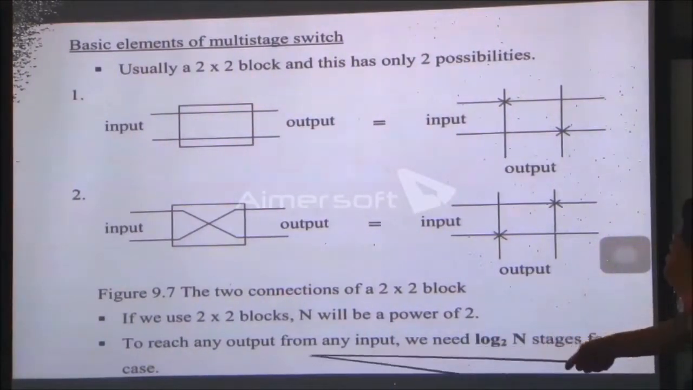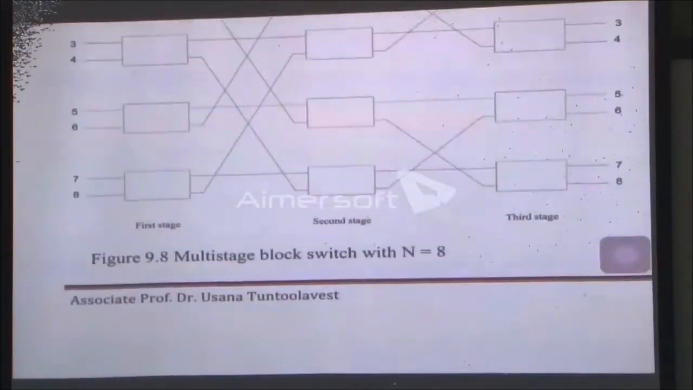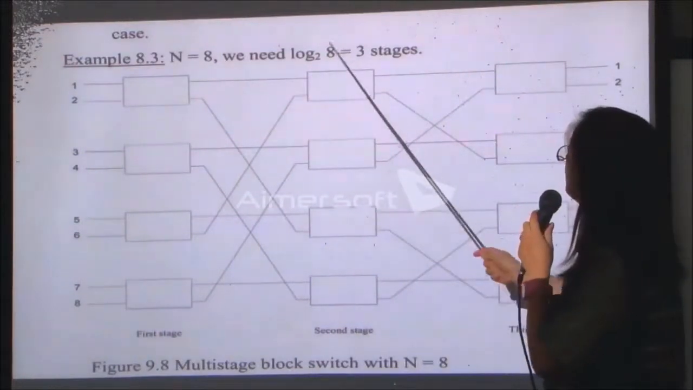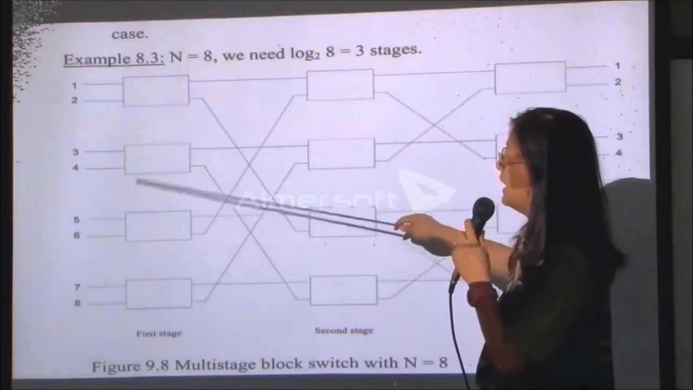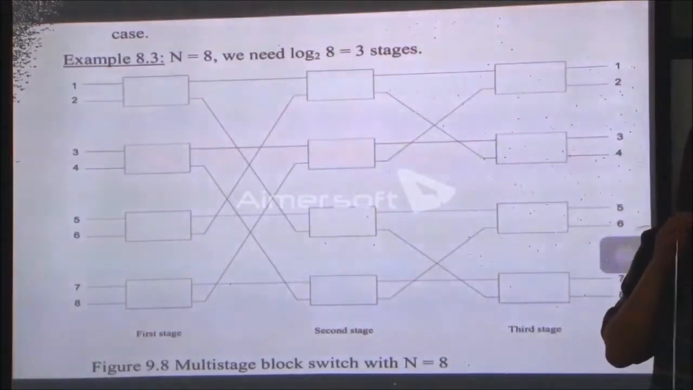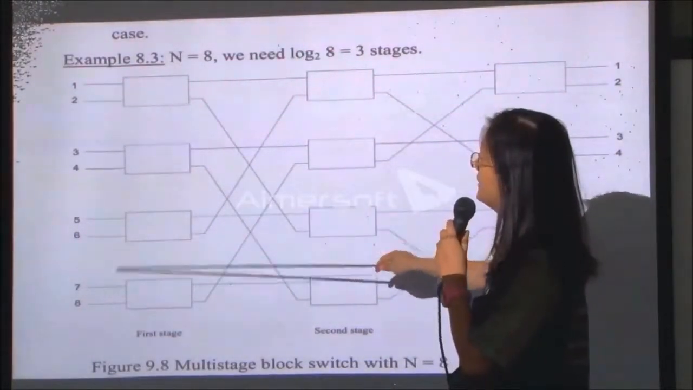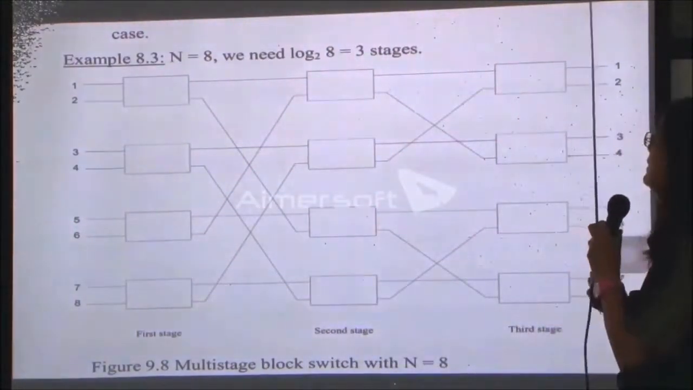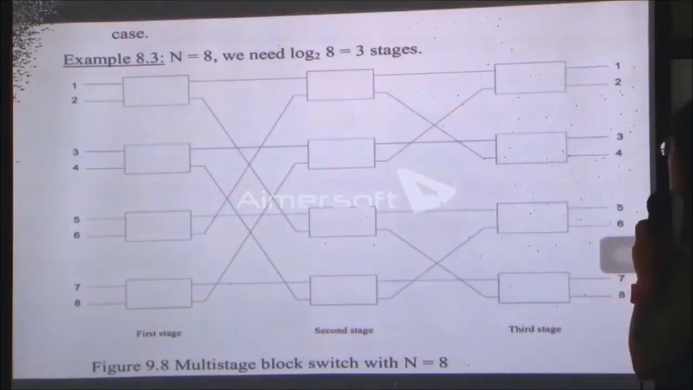Now, if you want to reach any output from any input, we will need at least log base 2 of n stages. This is the blocking case. So if n equals 8, we will need log base 2 of 8, which is 3 stages. And for n equal to 8, we will need 4 2 by 2 blocks per stage, so that it can accommodate the 8 inputs coming in. So this would be 1, 2, 3, 4, 5, 6, 7, 8. And we have 3 stages, which means 3 columns of these. Then we want to be able to connect any input to any output.